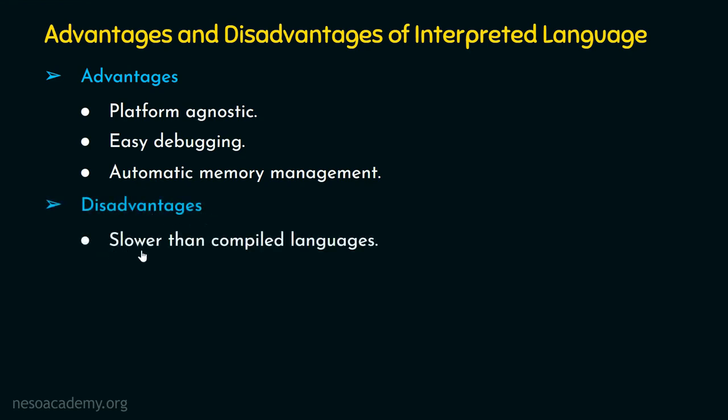Interpreted languages are slower than compiled languages. Since they execute the program one instruction at a time, interpreted languages tend to be slower than compiled languages, which execute or compile the entire program at once. However, as mentioned earlier, with the advent of just-in-time compilers, this speed gap has reduced to a good extent.